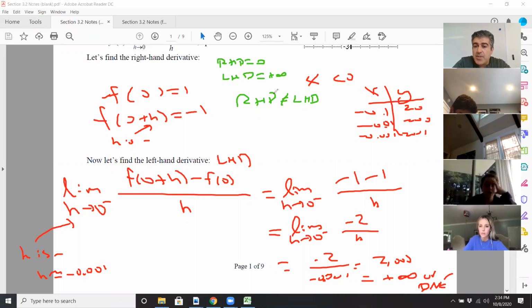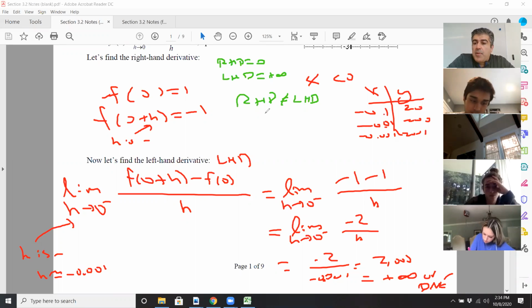And so therefore the derivative won't exist at x equals 0, because I found my LHD and RHD to be different. So ask questions before I move on to page 2, because I'm going to use this result to help explain page 2. Are we okay? All right.